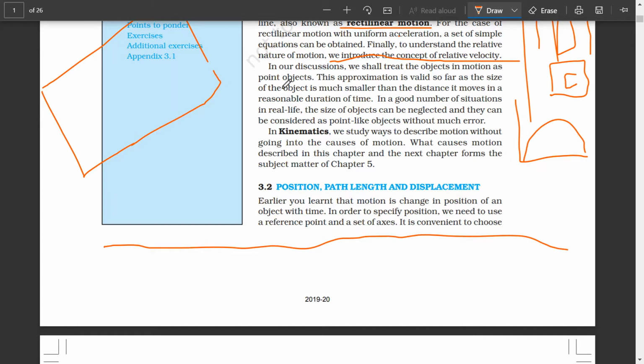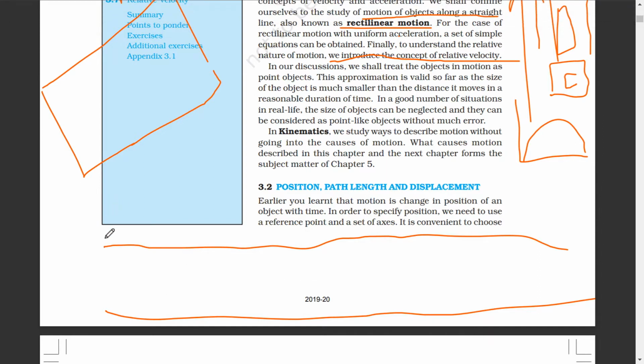Once again, point objects. So when the distance is very large, like when we are considering 1,000 kilometer, 2,000 kilometer, 3,000 kilometer, then if we consider movement of a car, we will neglect the size of the car. But when we are considering only around 50 meter, it will be much smaller.